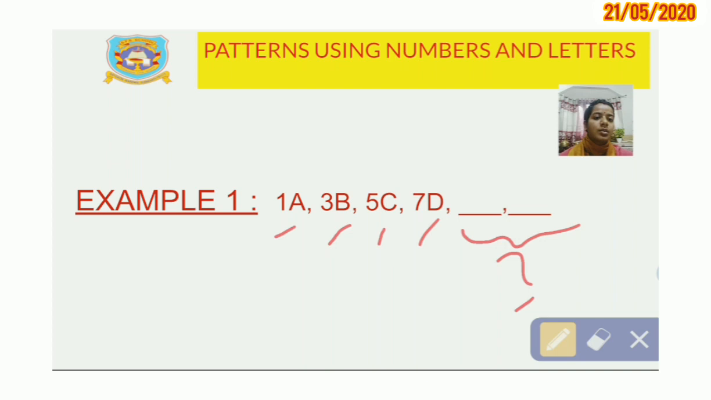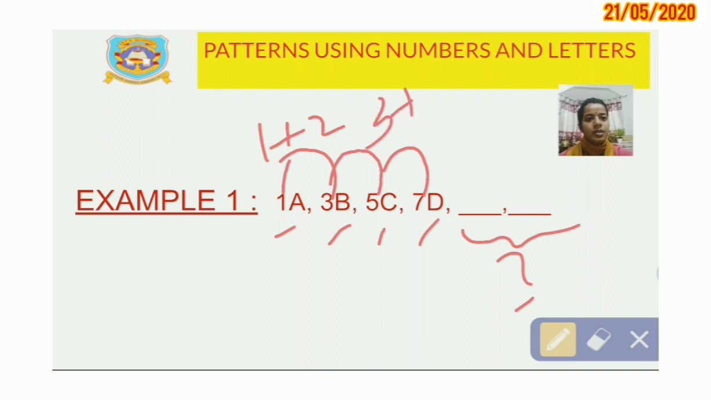Alright, now how we are getting this pattern? We are getting this pattern by adding 2 to the digits in order to get the next term, and the letters are written in a serial manner. Okay, that means if we add plus 2 to 1, we get 3. If we add plus 2 to 3, we get 5. If we add plus 2 to 5, we get 7. Isn't it? And the letters, see, it is getting written in the sequence manner. That means A, then after A, B, then after B, C, then after C, D.